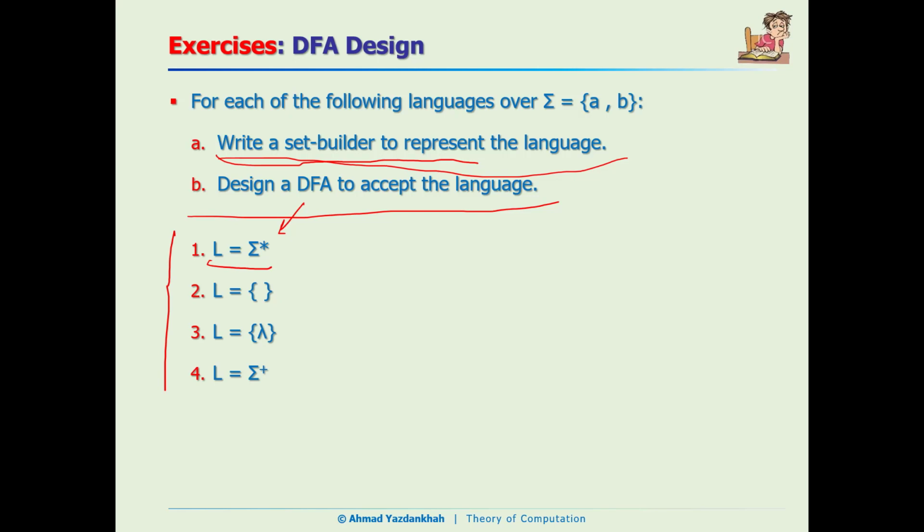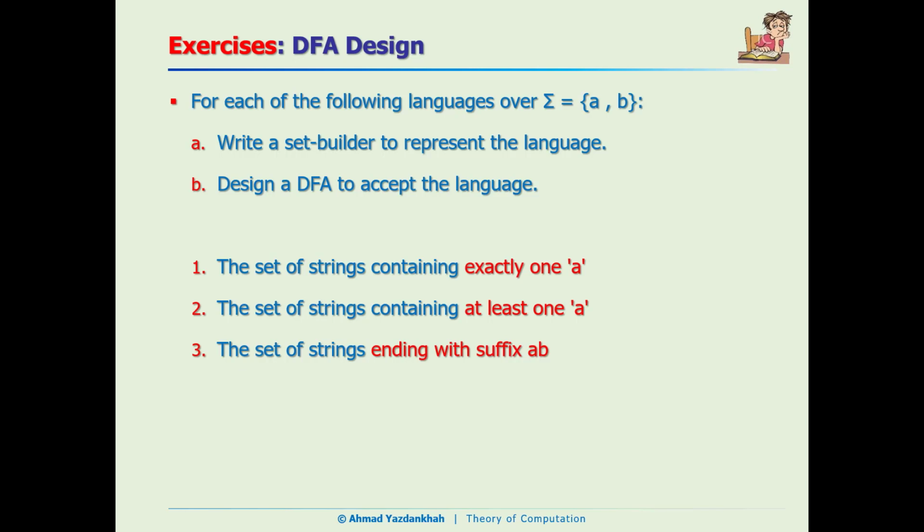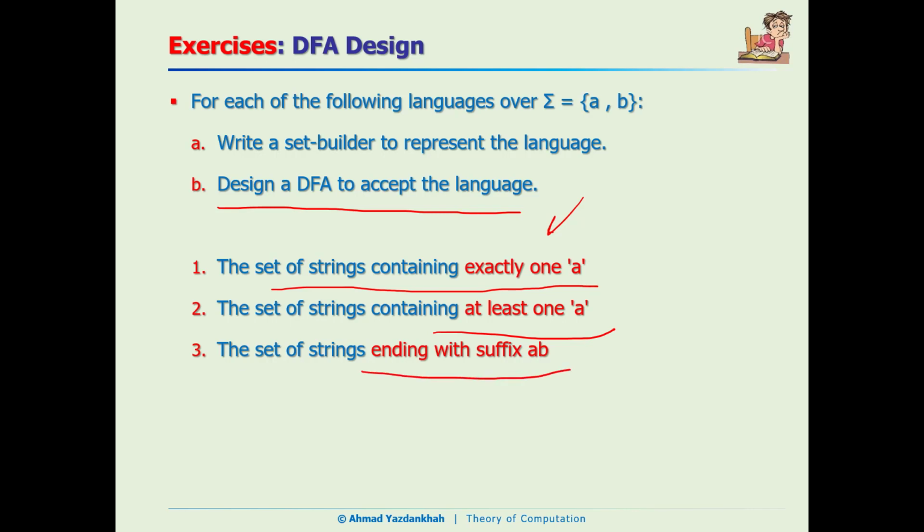And we have another set of examples here that are definitely harder than the previous ones. The set of strings containing exactly one A, we already know how to write the set builder. Now we will need a DFA for that, and at least one A, and ending with suffix AB, right? I do recommend you go over all of these exercises and practice, practice, and practice. So I'm going to stop here. See you in the next lecture.